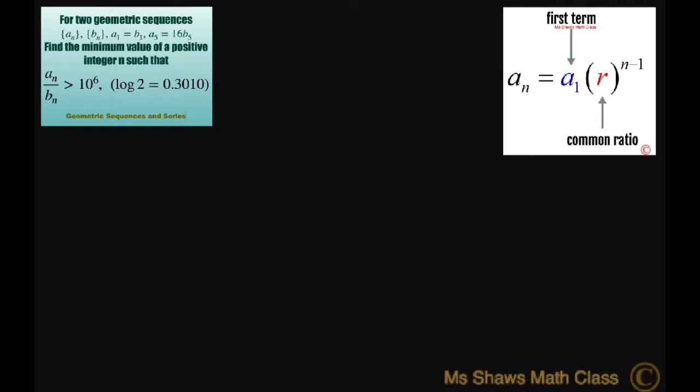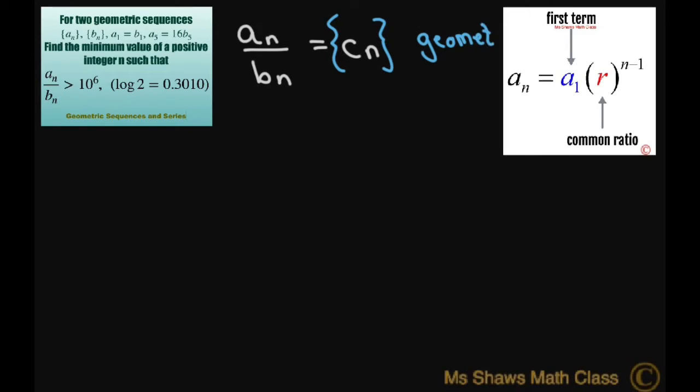All right, so since we have these two sequences, let's let a sub n divided by b sub n equal c sub n. Then that means c sub n is also a geometric sequence. Now let's let R be the common ratio for this c sub n.